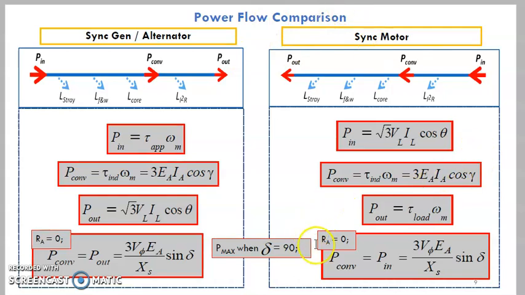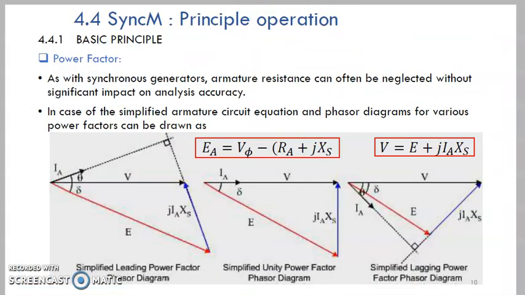If we compare the synchronous generator previously with the synchronous motor, the power flow is just inverted, P in to P out. Your equation is almost the same as what is used for the generator. It's only in terms of power flow that it is vice versa now.